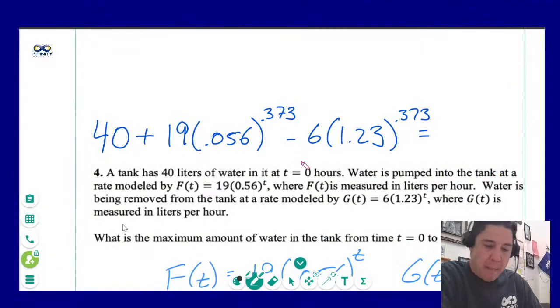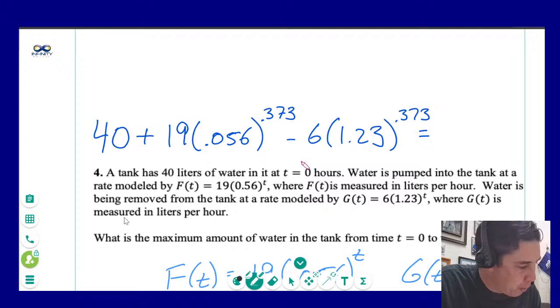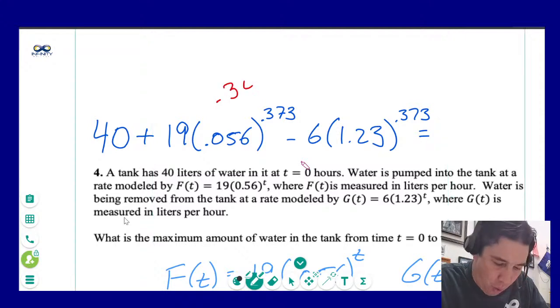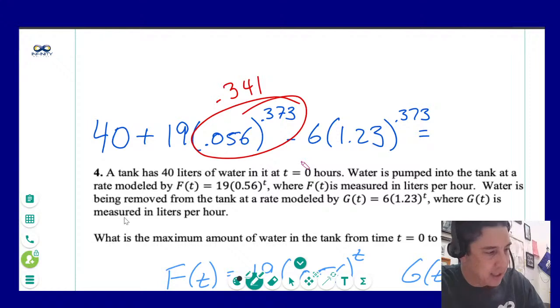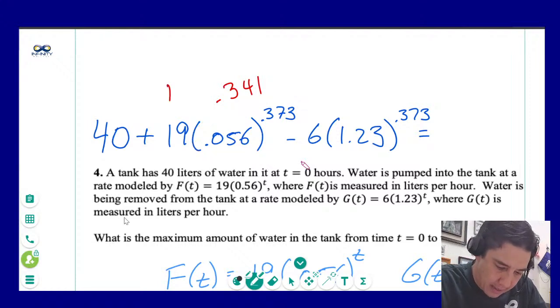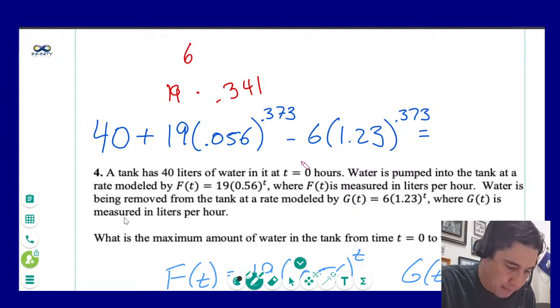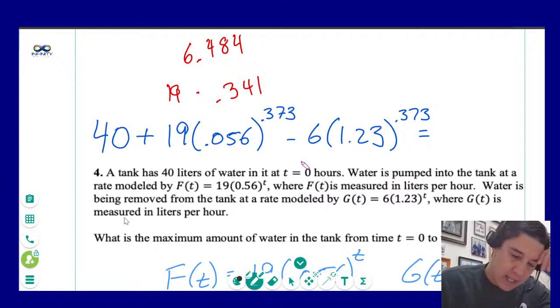First of all, 0.056 to the 0.373 is equal to 0.341 is the value of this, times 19 is simply 6.484. So that's how much I've added up to this point.